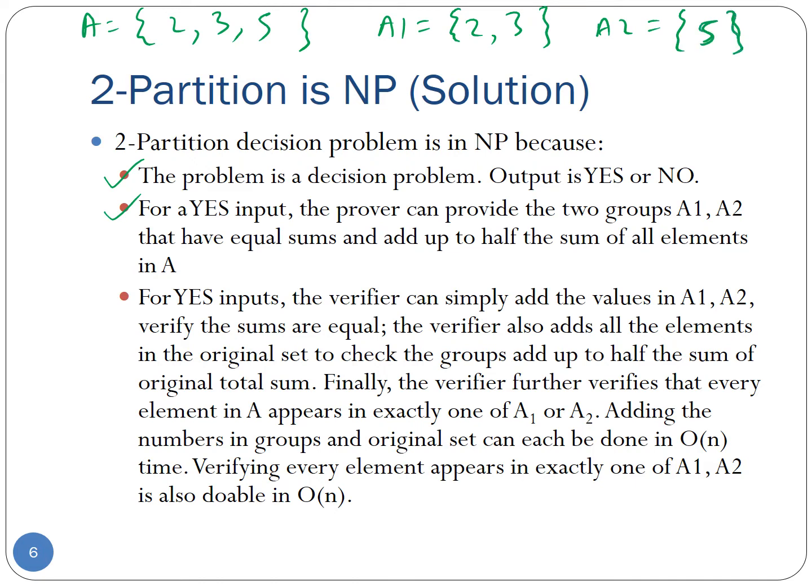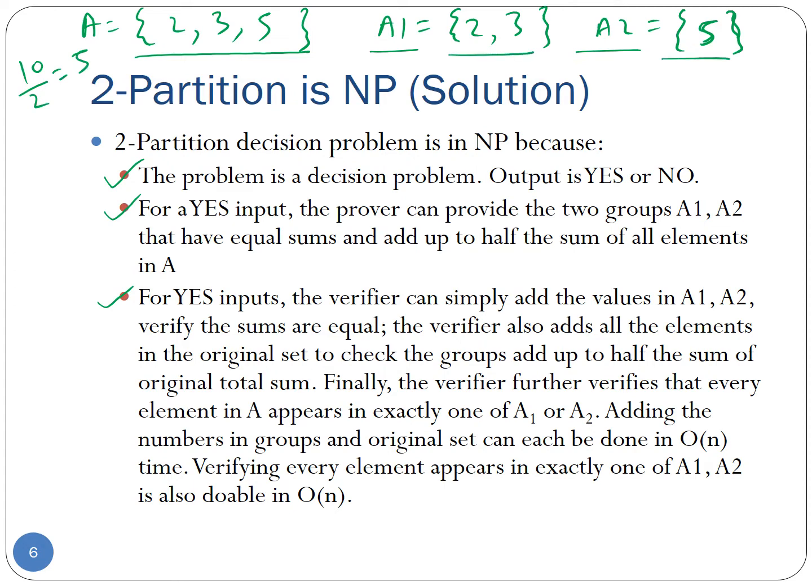So the prover can simply provide these two subsets A1 and A2, and the verifier will basically have to first of all check the sum of all the elements in A. In this case that is 2 plus 3 plus 5, which is 10, and then it will compute 10 divided by 2, which is 5. Now it will check whether A1 adds up to 5 and A2 adds up to 5.